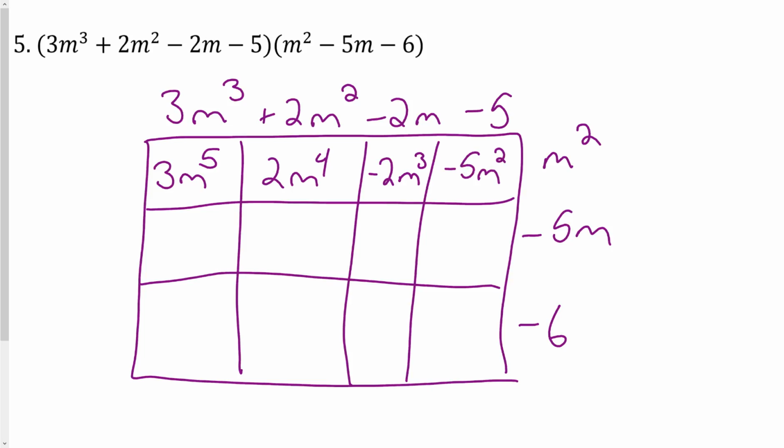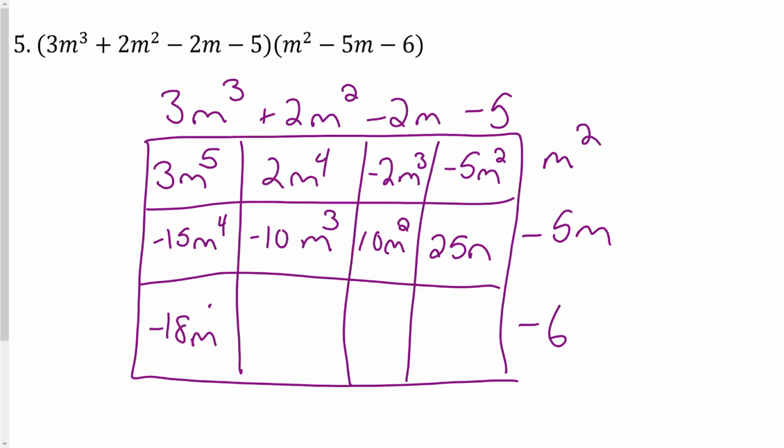The next row, we get negative 15m to the 4th, minus 10m cubed, plus 10m squared, plus 25m. Remember, we multiply to get these boxes. Minus 18m cubed, minus 12m squared, 12m, 30. So now we have our like terms along our diagonal.